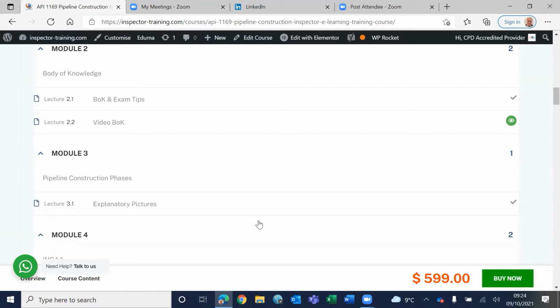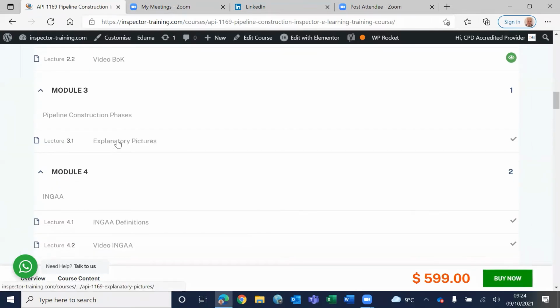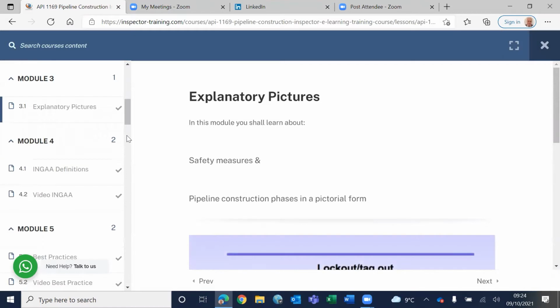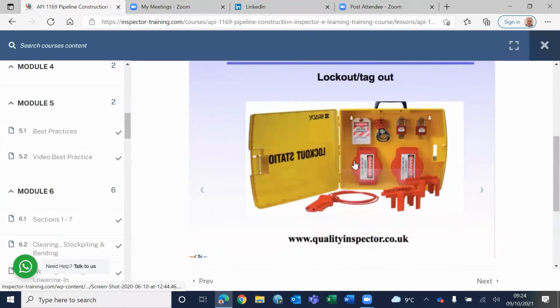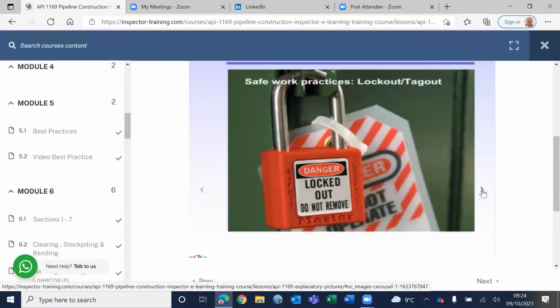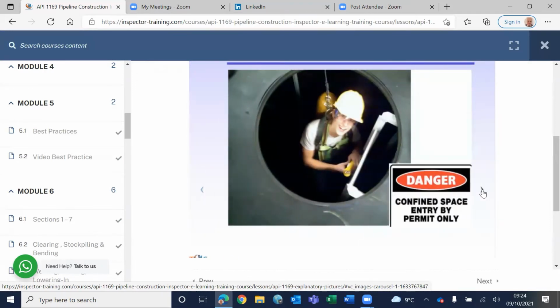Okay, and then we brought exclusively explanatory pictures in our course, for those people with less experience, so they can understand what this all means: lockout, tag out, what this means. So we brought it with pictures. Like if you tag out, it means do not enter. If you lock out, you also lock it, so you prevent people from entering. So that's the difference between lockout and tag out.